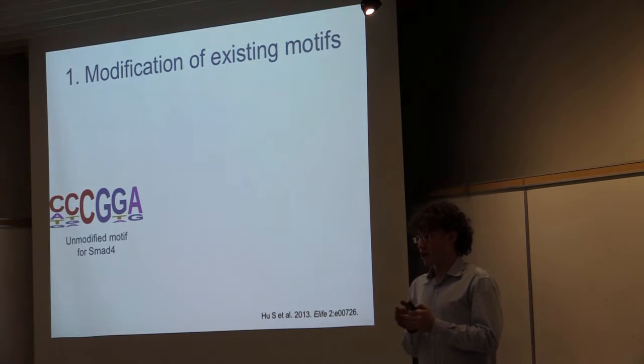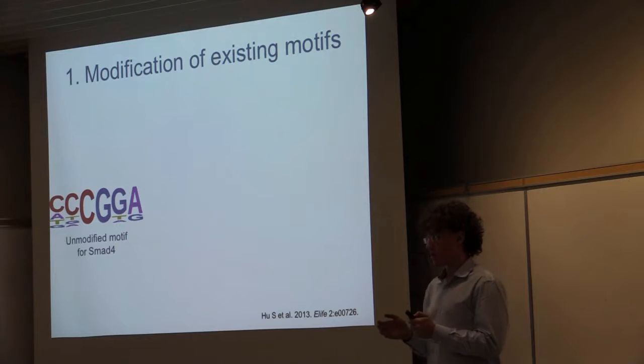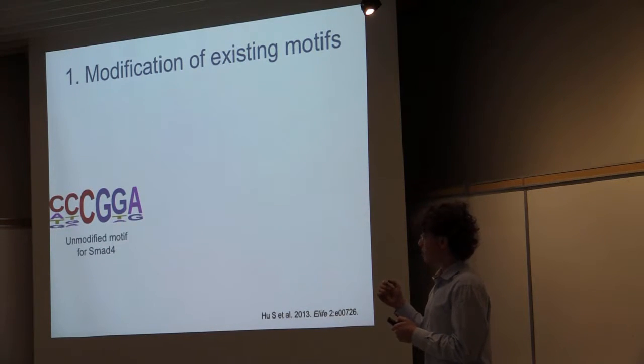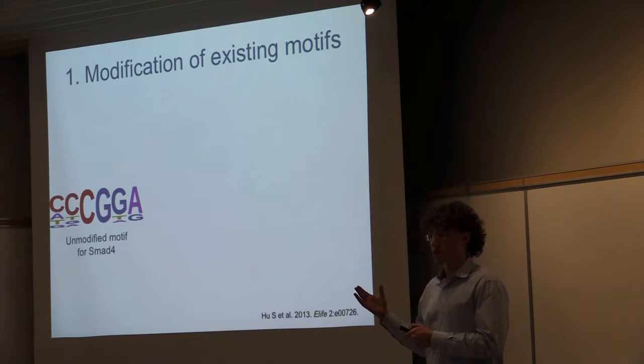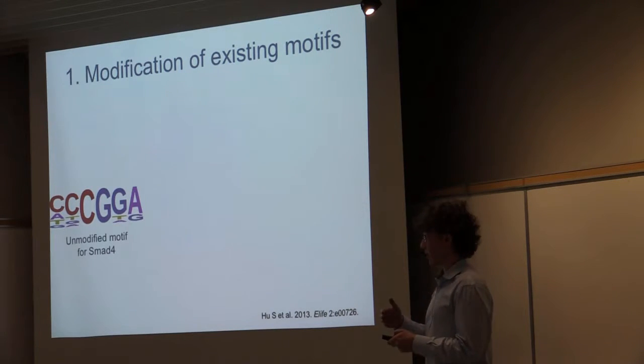So now what we want to do is actually investigate transcription factor binding. And to do this, we use the well-known position weight matrix model, here represented by sequence logos. And what we do is we take the unmodified motif, for example, for SMAD4, and we can try testing different modifications, and then look computationally at what the effect would be.